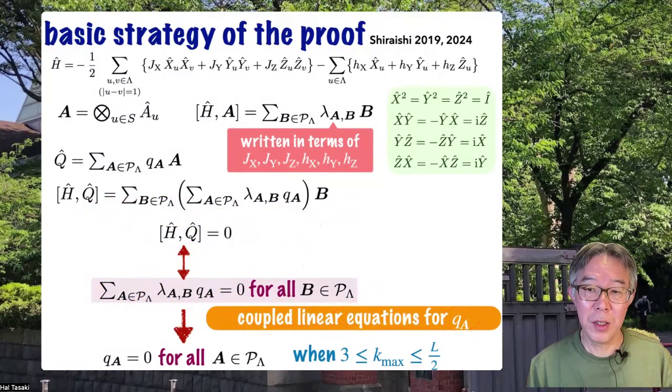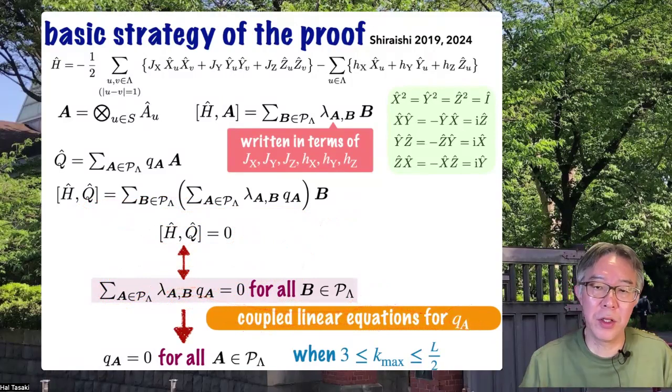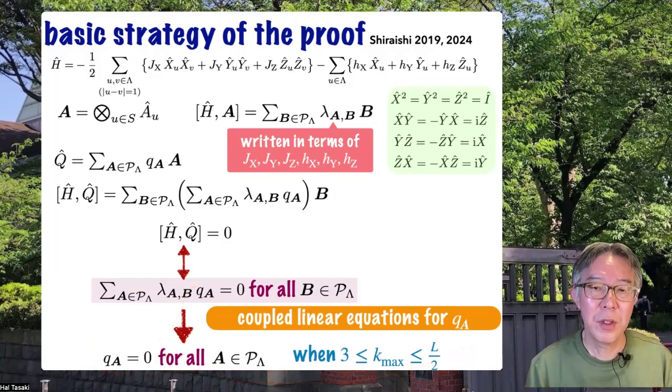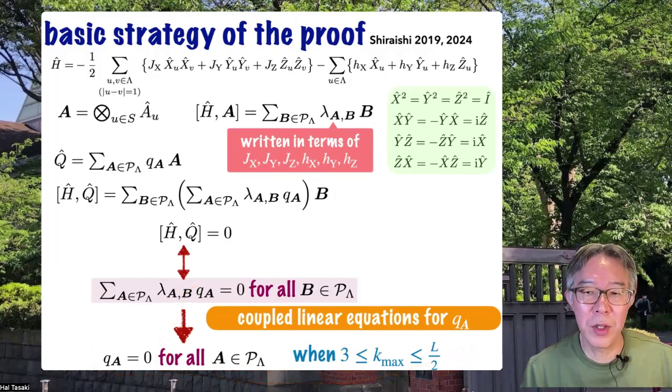And then you can try solving these coupled equations by using your high school mathematics. And to find that in this case, the only solution is that QA equals 0 for all A. And then you are done. Your proof is done, and you found that there's no non-trivial local conserved quantities.